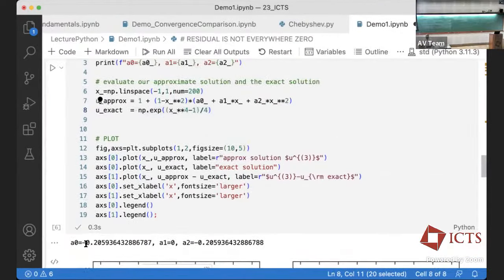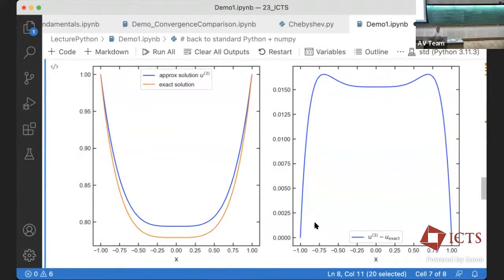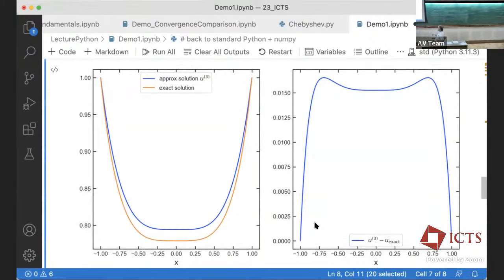So we have, again, the coefficients, but this time as floating point numbers and not as SymPy things. And then what comes out of this are here plots. The left-hand side, the blue line is our approximate solution. The orange line is the exact solution. And here's the difference. They agree with each other to about plus minus 0.01. So given that we only used 3 degrees of freedom, and this whole calculation is remarkably short, I think actually this is quite an impressive outcome.